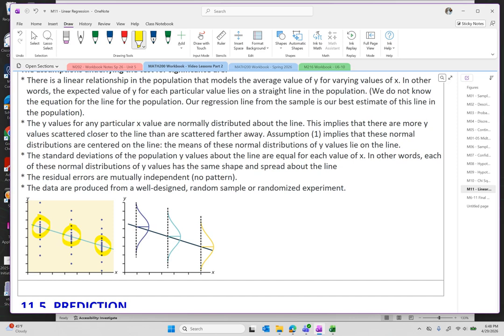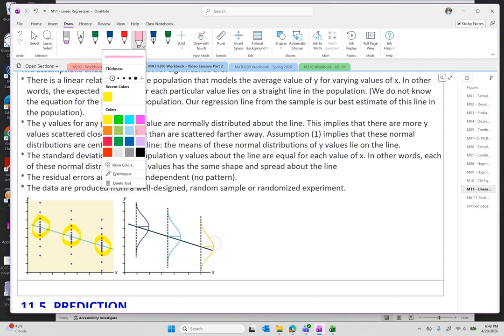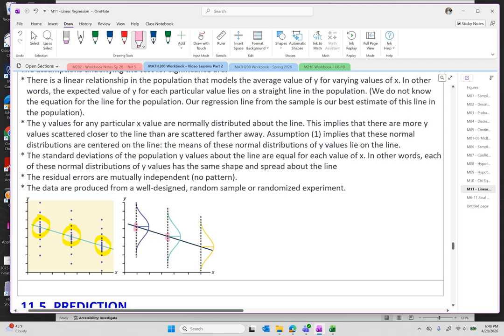Assumption 1 implies that these normal distributions are centered on the line. The means of these normal distributions of y values lie on the line. And you see this here, that these normal distributions have their means, which happen to be the median and the mode, go through the line. The standard deviations of the population y values about the line are equal for each value of x. In other words, each of these normal distributions of y values has the same shape and spread around the line.